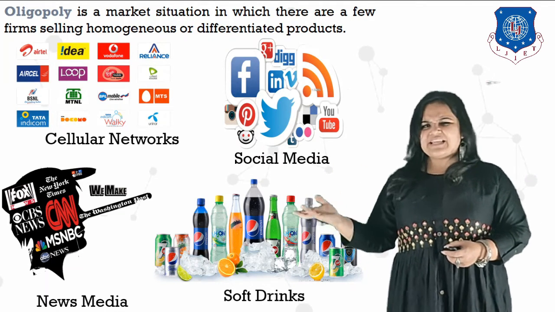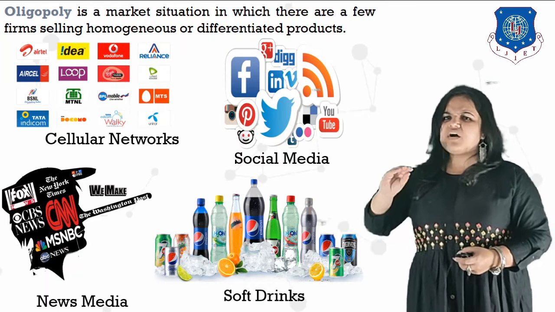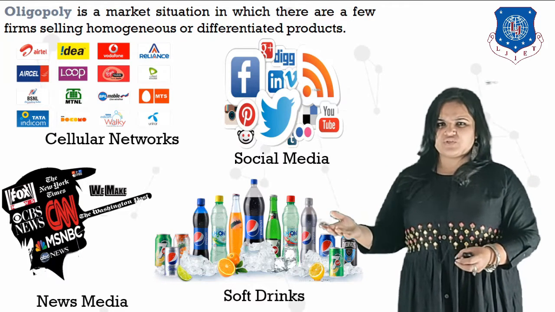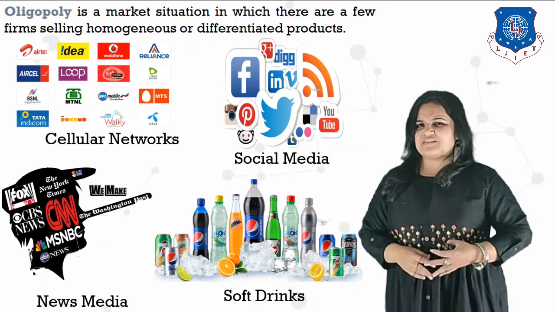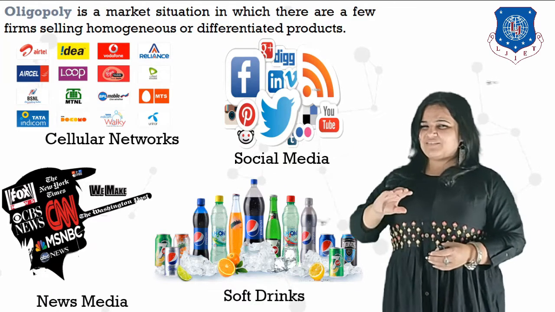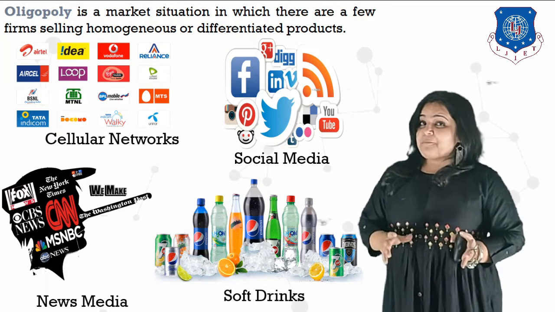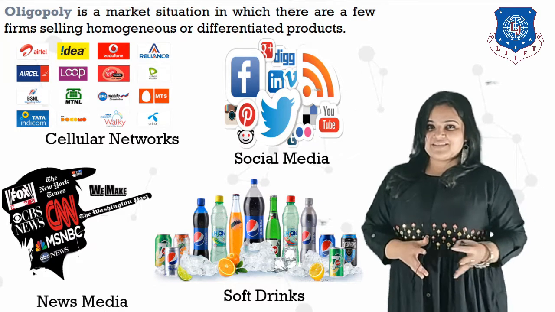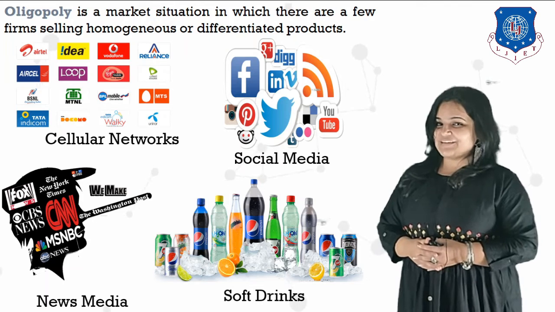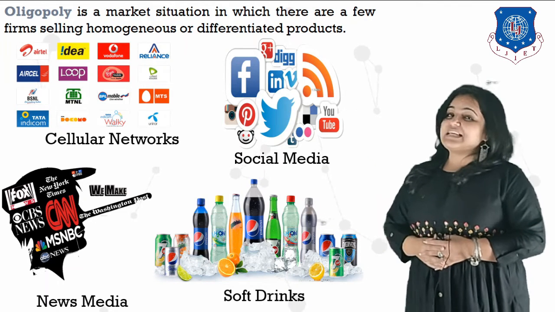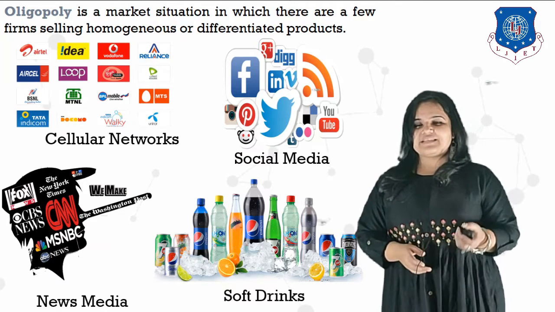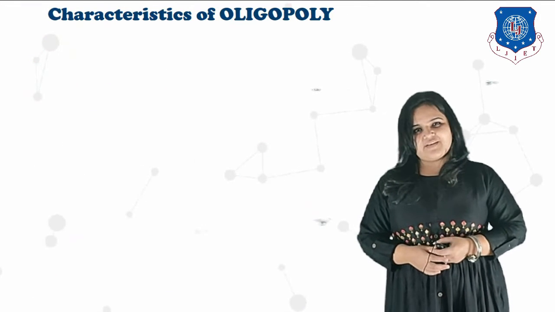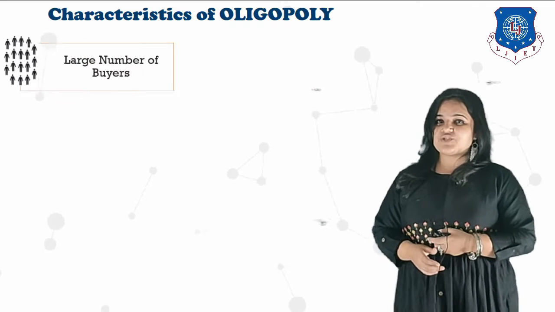They might be selling exactly the same product or products with slight difference. Maaza and Slice have slight difference. All the news channels, they are giving out the same gossip but with a little difference, a little more masala in some of them and a little less in some other channels. Here, they might be selling same or differentiated products, but the important point to remember is that there are only a few sellers. Let us see the characteristics of oligopoly.